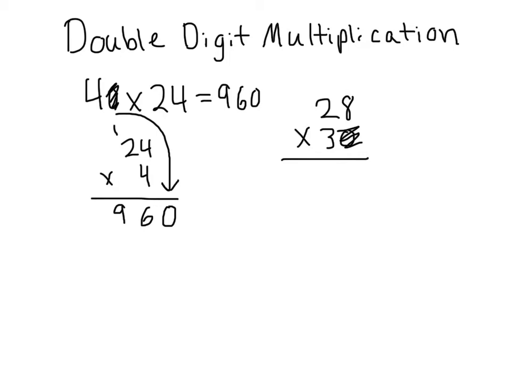8 times 3 is 24. 2 times 3 is 6, plus 2 more is 8. And then we put our 0 back on the end because we need to from here. And it's 840. And that's how we do this strategy. So let's look at the next page, just at a couple of more examples from the workbook.